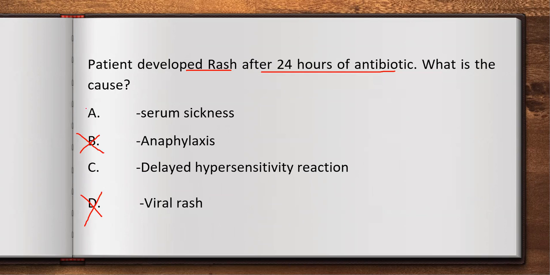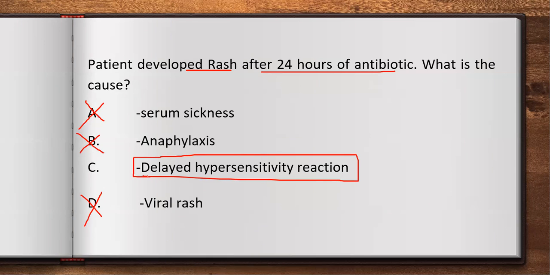Now, what is left? Delayed hypersensitivity reaction. Delayed hypersensitivity reaction can happen with any medication. Usually, if it is a delayed hypersensitivity reaction, which is your type 4 hypersensitivity reaction, it usually happens after 24 or 48 hours. And usually they will only present to you with urticaria or rash. Okay, clear? Any question about this?